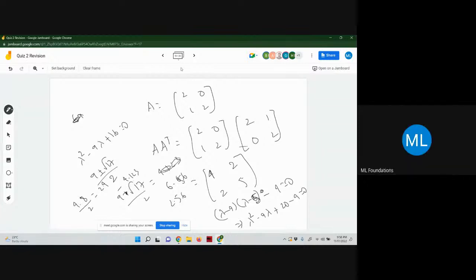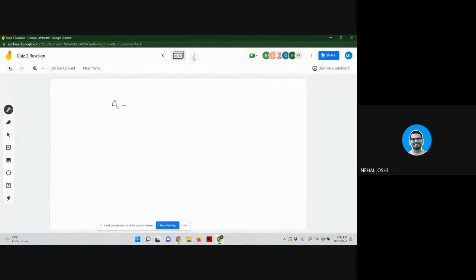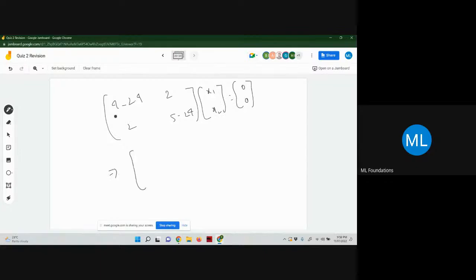Nine minus 2.4, I think. 2.4 is what you're saying. 2.4. 4 minus 2.4, 2, and then 5 minus 2.4 multiplied by x1, x2, it should be equal to 0. Okay. 4 minus 2.4, 1.6. 2, and then this.